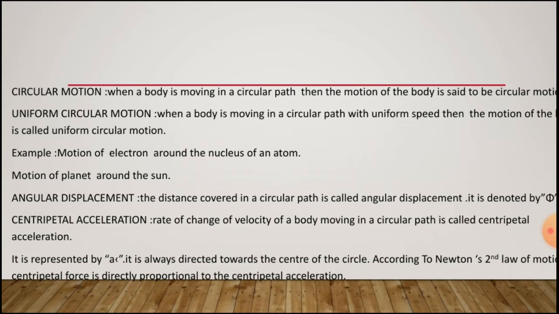Angular displacement. The displacement in a circular path covered by a body is called angular displacement. It is denoted by theta.